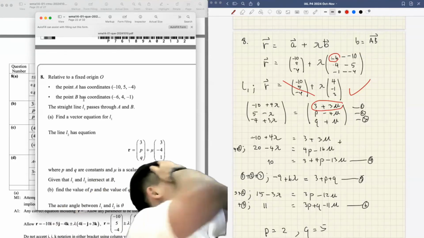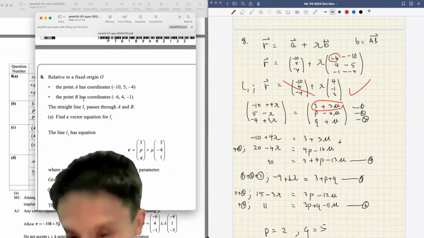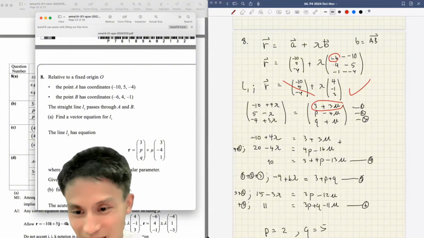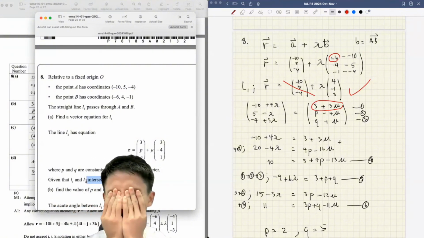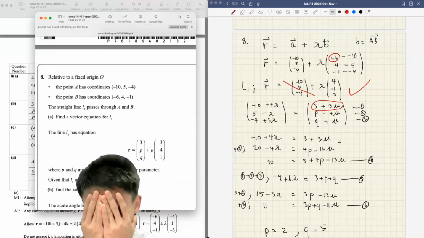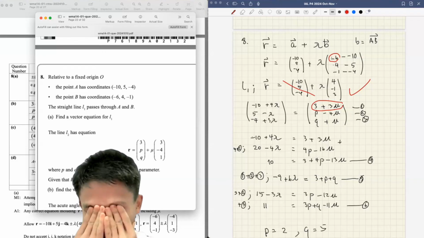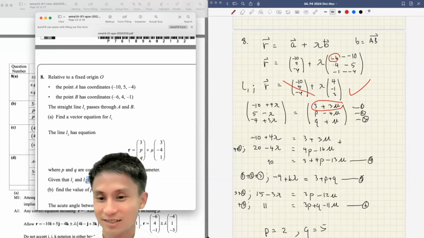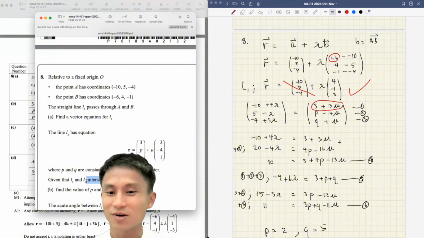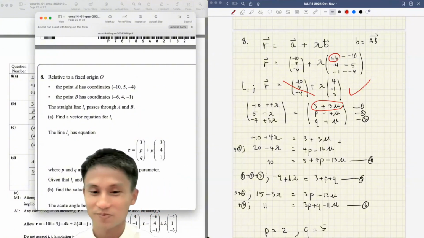Oh no! It says intersect at B. Oh my God. I need to hit my head at the wall. Right. I didn't see that, honestly. I just see L1 and L2 intersect and that's it. My brain stops reading after that somehow.